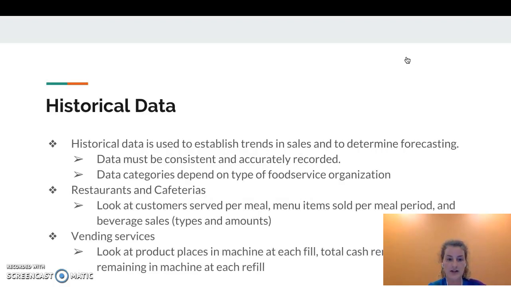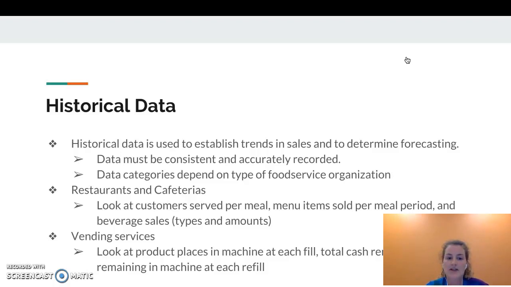Historical data. This is used to establish trends in sales and determine forecasting. It's pretty much just all of the past data of what customers ordered, of what the restaurant ordered, and different forecasting that has been accurately recorded and is pretty much used to establish trends in sales.